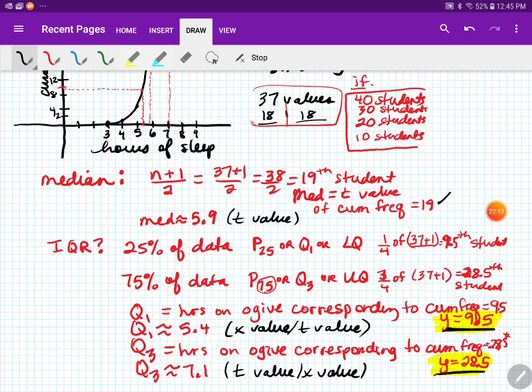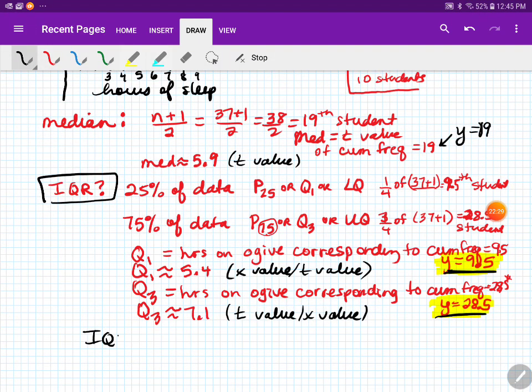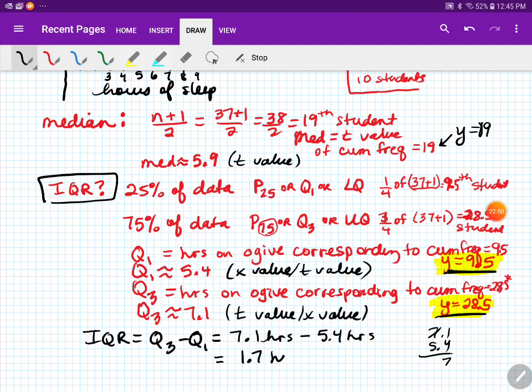Okay, and the cumulative frequency, this 19, was a y equals 19 on the graph. So like we're used to y's and x's from Algebra 1. Okay, and then my question asked me for what the interquartile range was. So to remember, the interquartile range has a formula. So interquartile range, the formula is Q3 minus Q1. So Q3, which is a t value, 7.1 hours, minus 5.4 hours, means my interquartile range is, let's see, subtract, 1.7 hours.